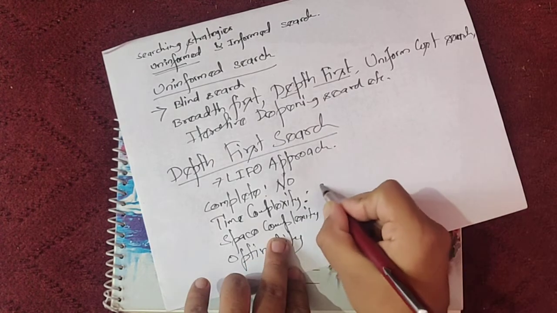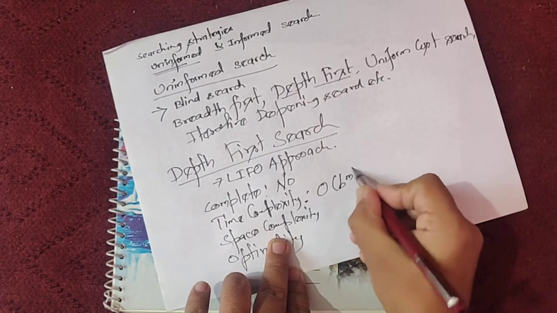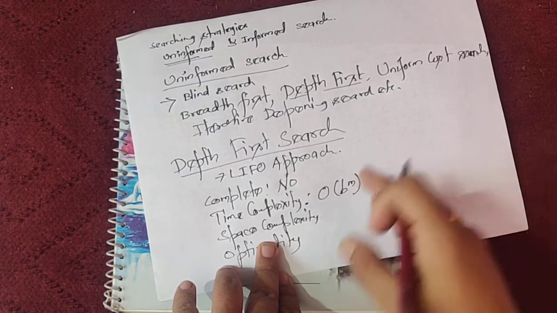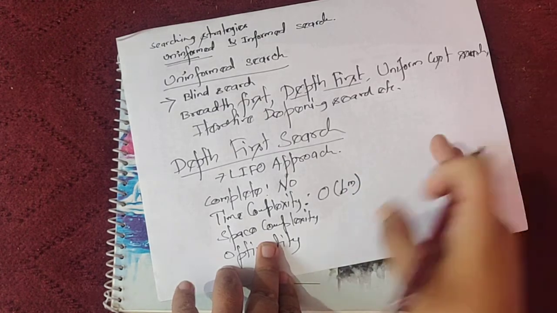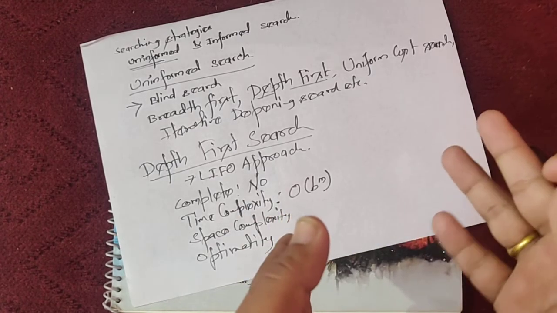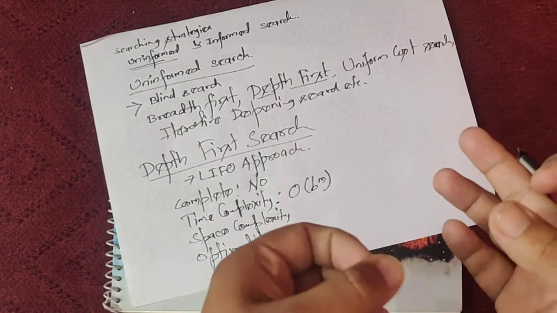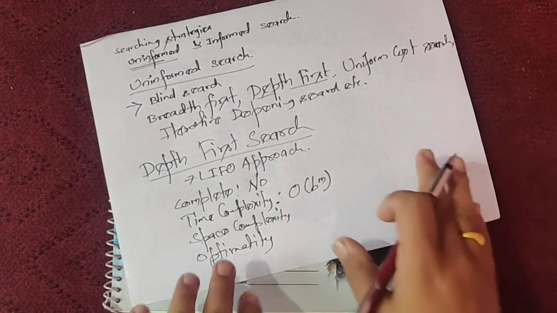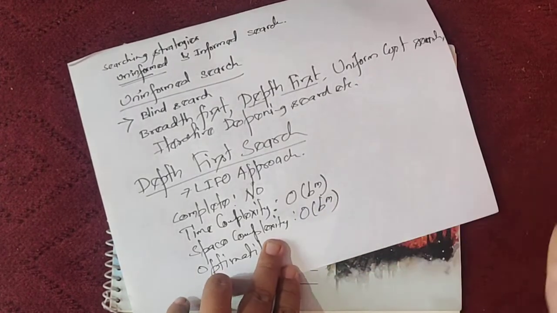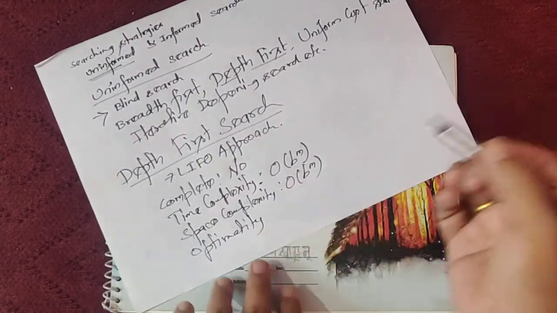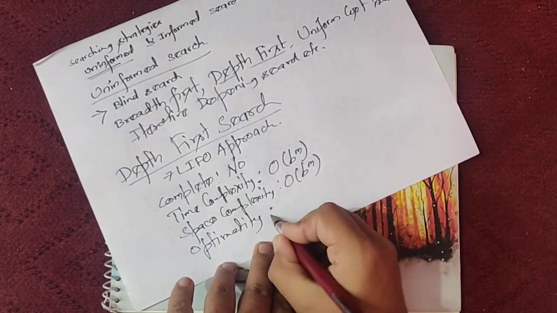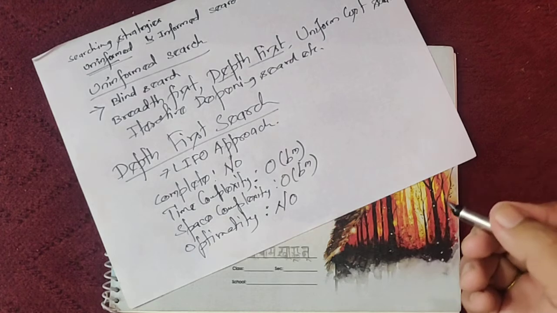Time complexity is big O of b power m, where b is the maximum branching factor and m is the maximum depth of the tree. It is terrible if m is much larger than d, where d is the depth of the least-depth optimal solution. Space complexity is also big O of b power m. Since it is not complete and does not provide the optimal solution, it is also not optimal.